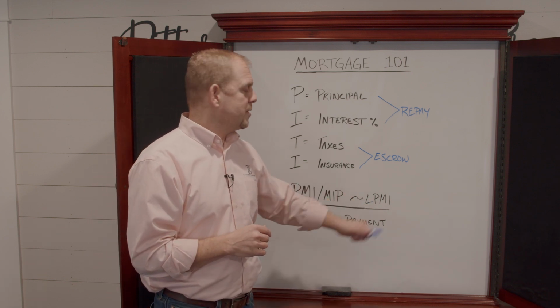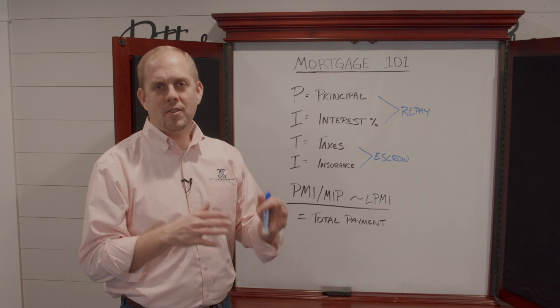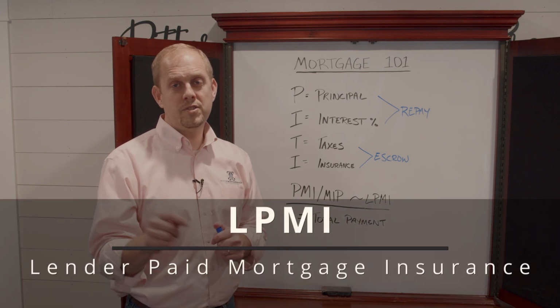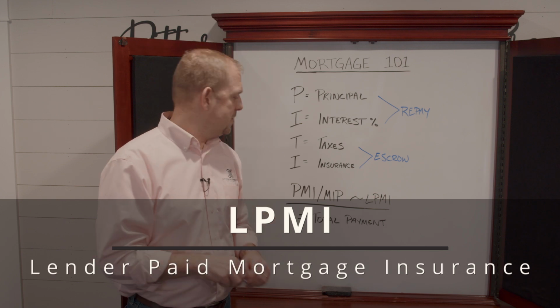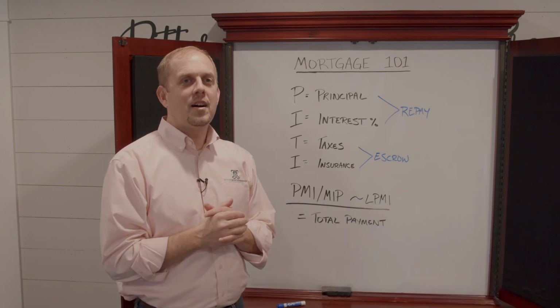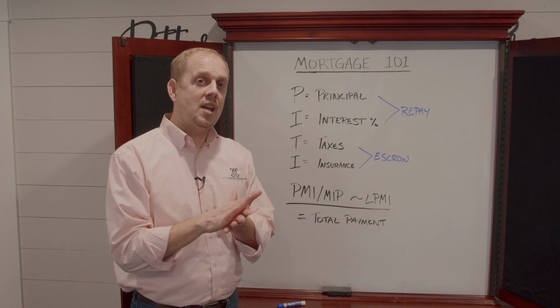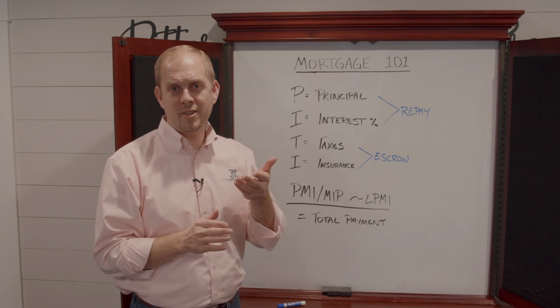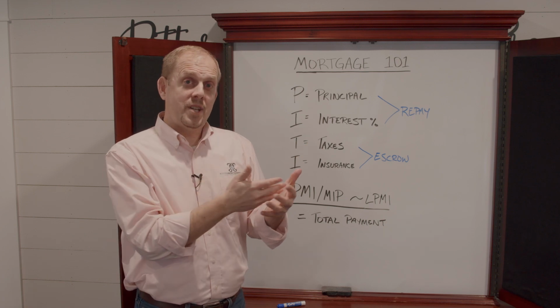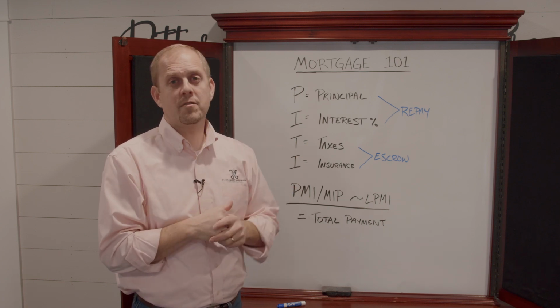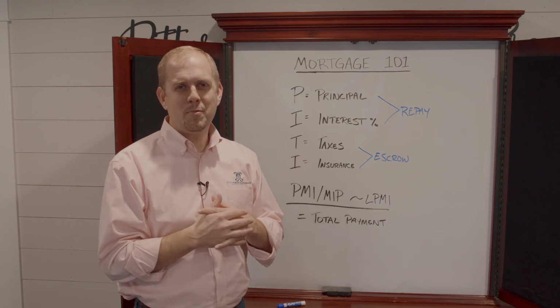Now over here I've got written LPMI, and that's another category. LPMI stands for lender paid mortgage insurance. Now the banks aren't going to just pay your mortgage insurance for you out of the kindness of their hearts. What this is, they are saying, hey, we'll take care of the PMI, but in exchange we're going to give you a little bit higher interest rate. So what they're doing is they're taking the money from the extra interest that they're making, and they're paying the PMI for you. You might say, well, why would you do that?